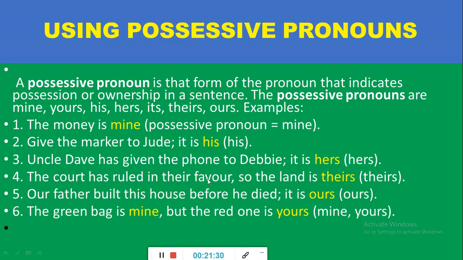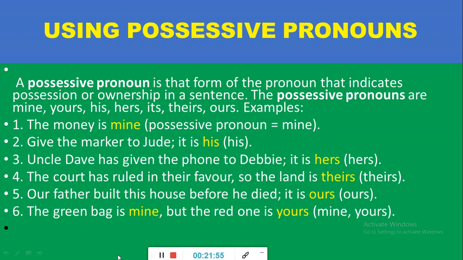Sentence number 4. The court has ruled in their favor, so the land is theirs. Now, theirs here is the possessive pronoun referring to their land. So instead of repeating their and land, we simply replace it with the possessive pronoun theirs.